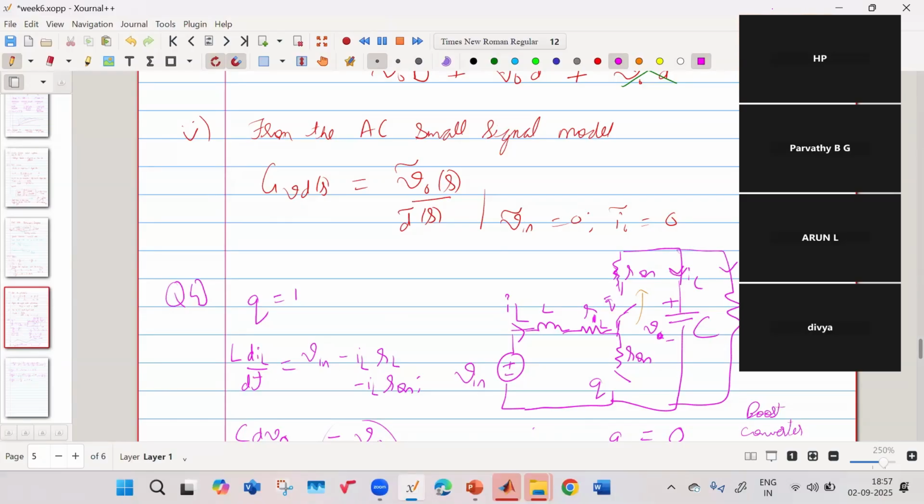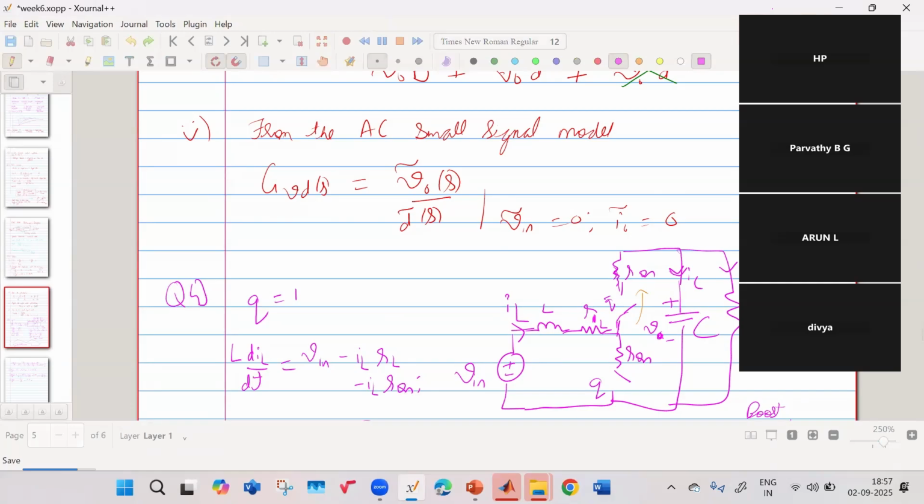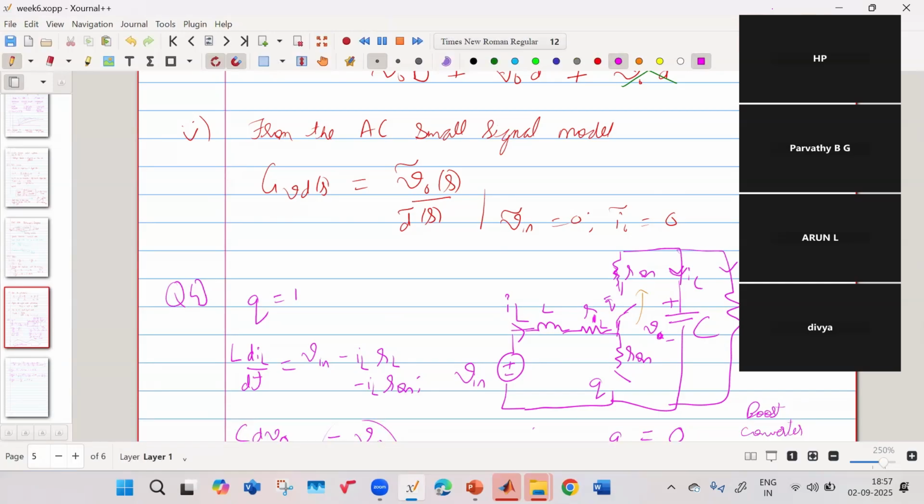He is not answering. What about Divya and HP? What is the input current for the boost converter? I think they all are feeling very shy. So Arun, what is the input current for the boost converter? I_in equal to I_L. Yeah.